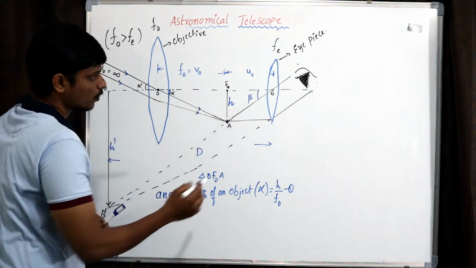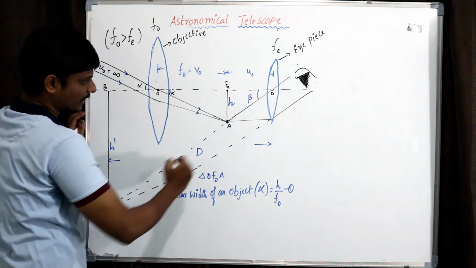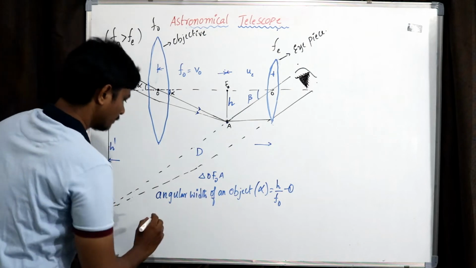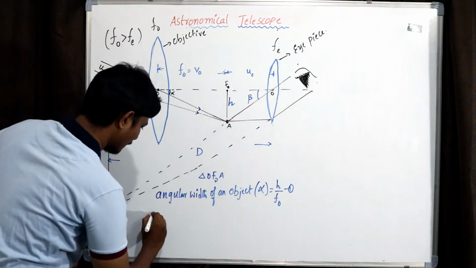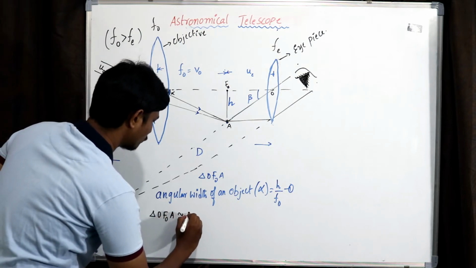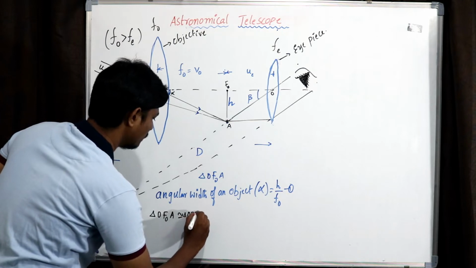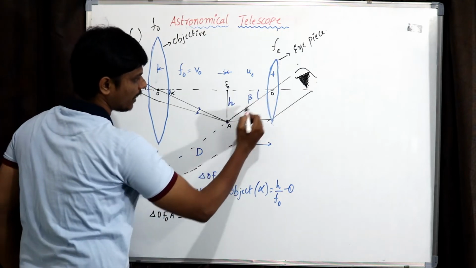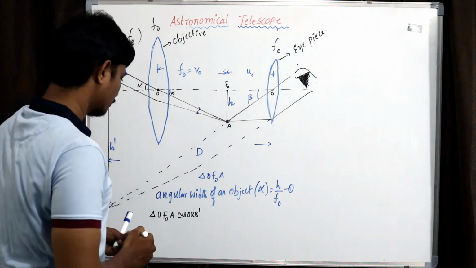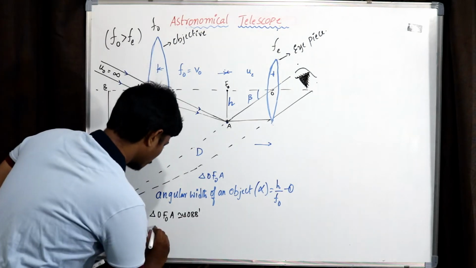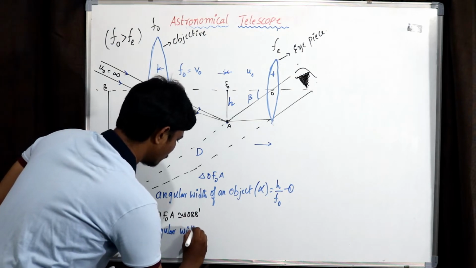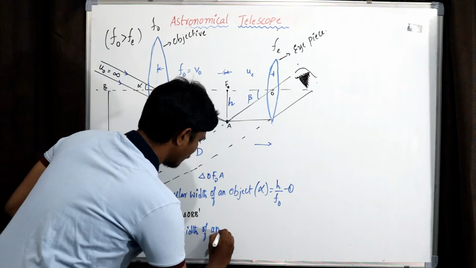If you look at the triangle B, B dash, where beta is the angular width. If you observe, there are two similar triangles. Triangle OF0A is similar to triangle OBB dash. See, OF0A is similar to OBB dash. Therefore, what is the angular width of the image now?